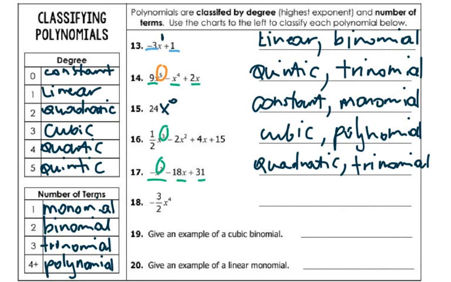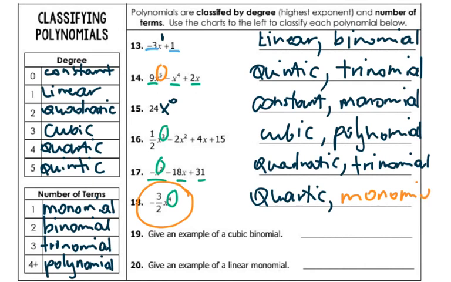Okay, next example, highest degree is 4, so we have a quartic, and there's only one term, even though we have negative 3/2 and x to the 4th, but this counts as just one term, so it's a monomial. Okay, I picked a different color, doesn't matter.